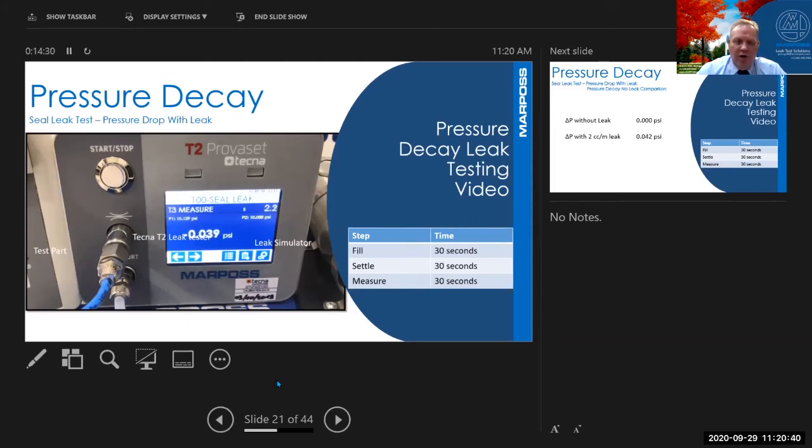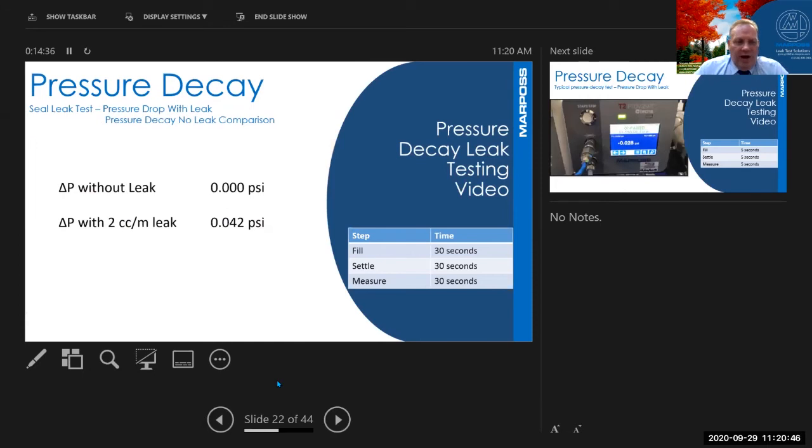We know we've got a pretty good part because we looked at the last test and it showed us that we didn't have a leak. Now what we're seeing when we look at this is we had a delta P without the leak, pressure change reading of 0.000, and delta P with the 2 cc's was 0.042. So you can see that that was the effect caused by inserting that leak into the system.